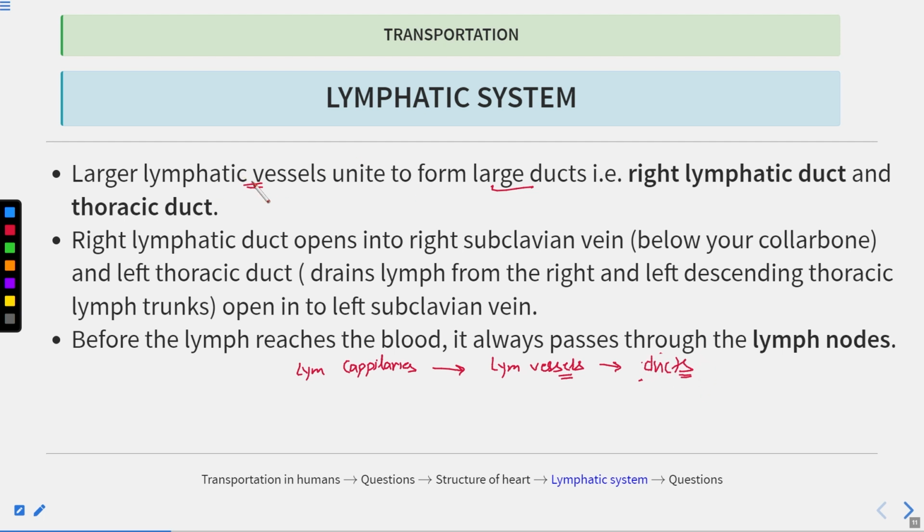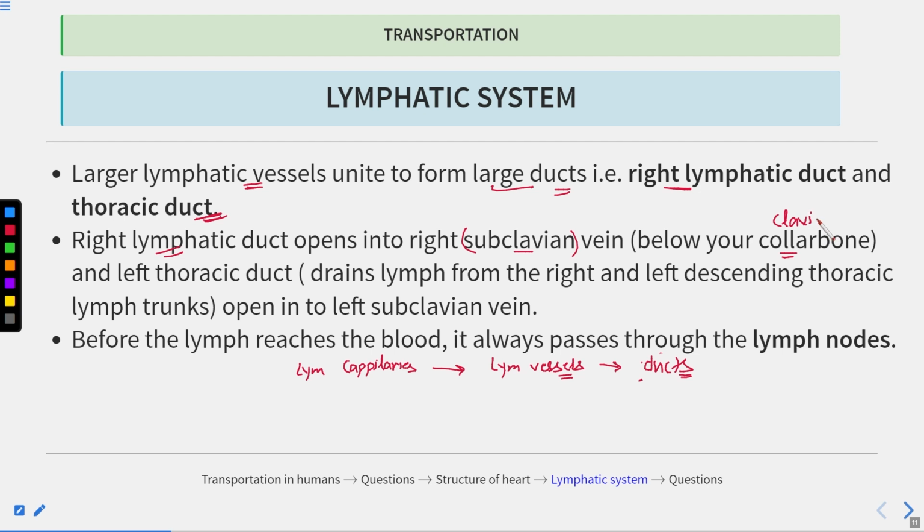Okay, that is what is written here. Lymphatic vessels then again reunite to form the large ducts, that is the right lymphatic duct and the thoracic duct. I'll show you an image in the upcoming slides where you will see the thoracic duct as well as the lymphatic duct. Now the right lymphatic duct opens into the right subclavian vein. Now what is the subclavian vein? This is a vein present just below the collarbone, or you can say just below the clavicle.